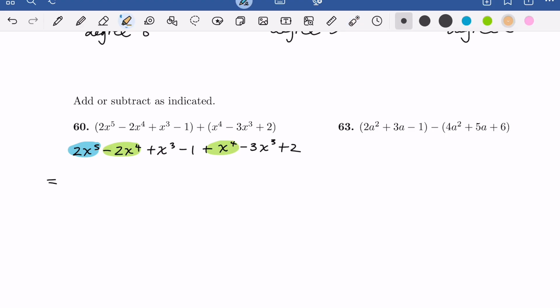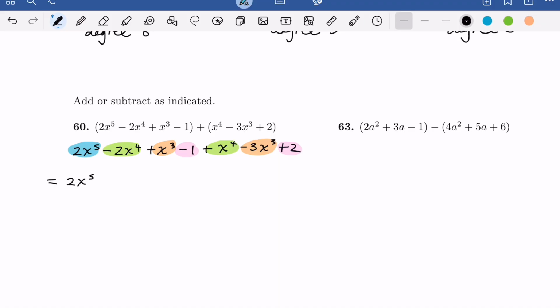All right, let's keep doing this. Our next term here is x cubed, and I have a minus 3x cubed there. These are like terms because they have the same variable to the same power. And then lastly, I have this minus 1 and this plus 2 here. These are also like terms. They have the same variable to the same power in that they don't have any variable. So these are just constants. They can be combined.